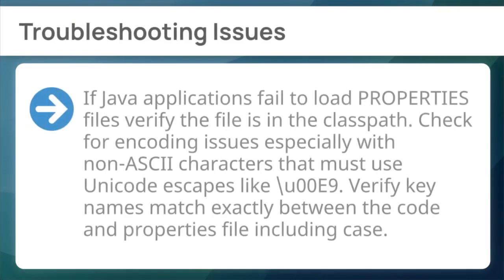Finally, troubleshooting issues. If Java applications fail to load properties files, verify the file is in the classpath. Check for encoding issues, especially with non-ASCII characters that must use Unicode escapes like \u00E9. Verify key names match exactly between the code and properties file, including case.